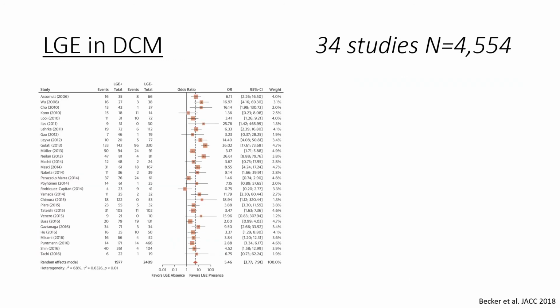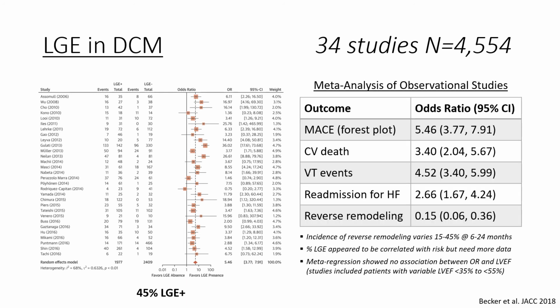LGE has been looked at in many studies totaling more than 4,500 patients, and the message is quite clear. 45% of patients with dilated cardiomyopathy will have LGE in one form or another, and this is associated not only with MACE, but also with cardiovascular death, ventricular arrhythmia, readmission, and with a lower likelihood of reverse remodeling.